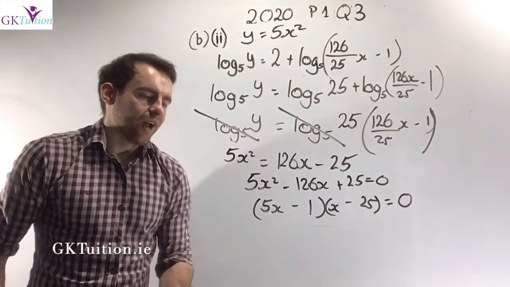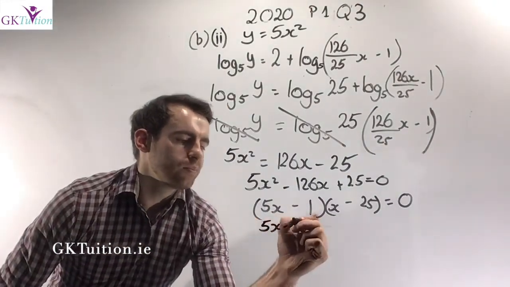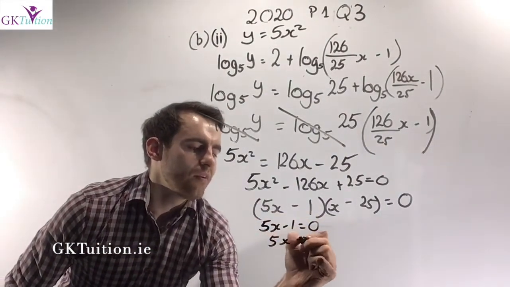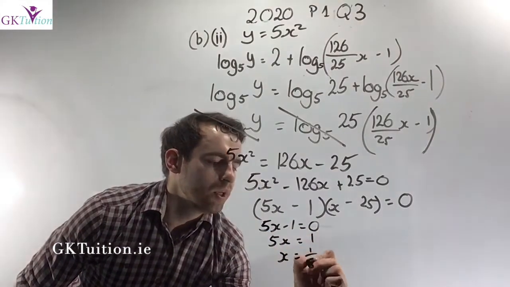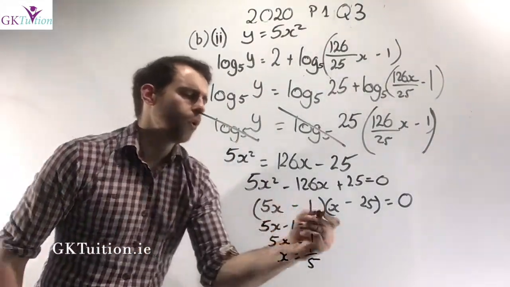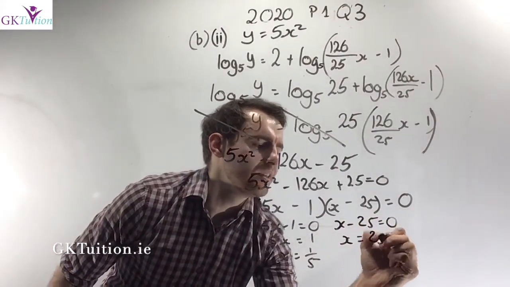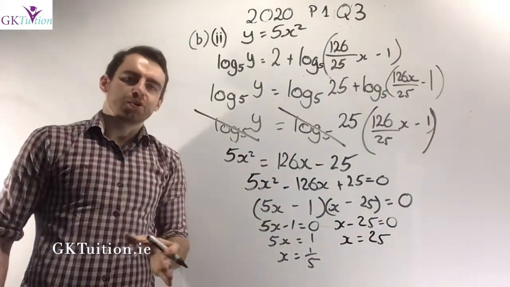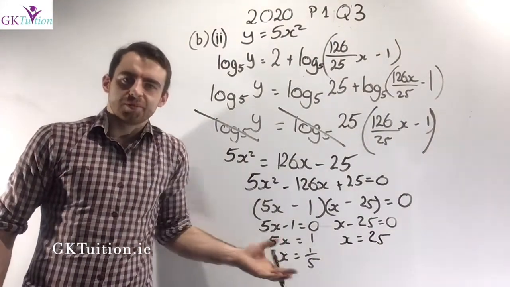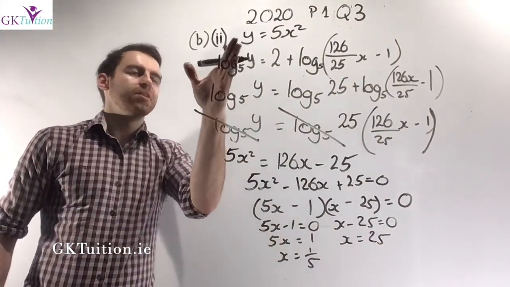You're going to let each factor equal 0, so I can let 5x minus 1 equal 0, so 5x equals 1, so x must be equal to 1/5. Or you let x minus 25 equal 0, so you get x equals 25. But at this stage you should notice the question didn't ask me to find x. The question asked me to find y.